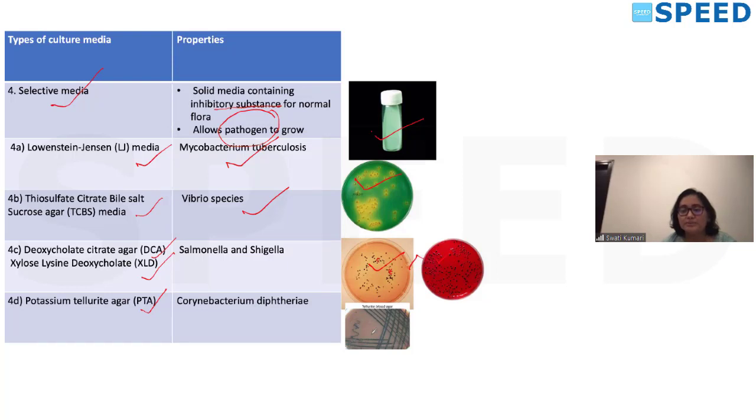This is your potassium tellurite agar, the last picture which we are seeing, potassium tellurite agar, which is a selective media used for Corynebacterium diphtheriae, where tellurite is reduced to metallic tellurium and it gives black color.